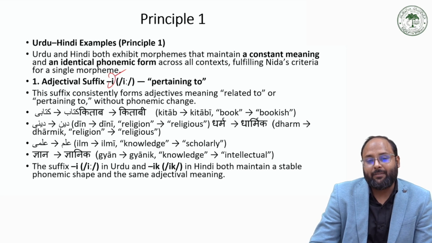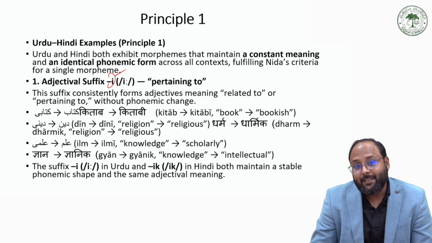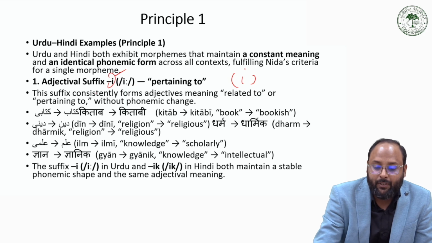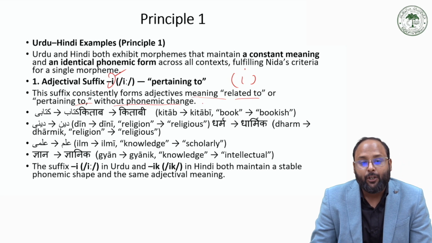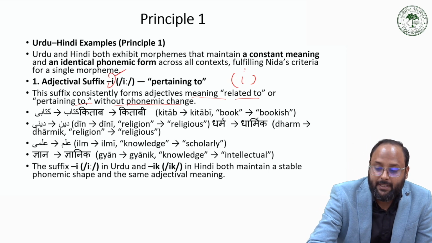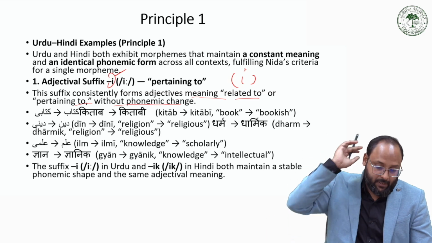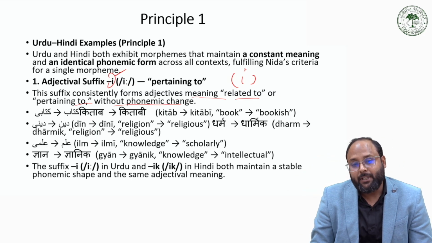So we have the example like kitab become kitabi. This suffix e is used to form the adjective meaning related to or pertaining to, without phonemic change. When we are making the adjective from the noun, we are using the same e. It gives the meaning of pertaining to or sometimes related to. Like kitab become kitabi, deen become dini, ilm become ilmi.